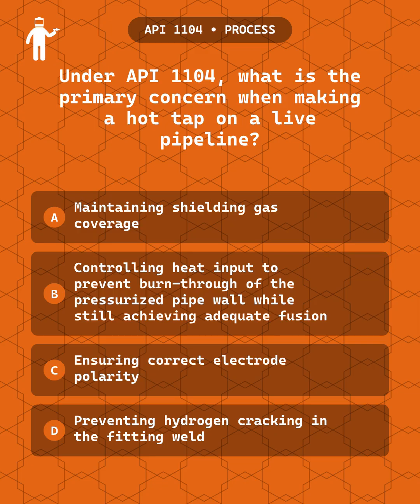Question 1. Under API 1104, what's the primary concern when making a hot tap on a live pipeline? Is it A, maintaining shielding gas coverage, B, controlling heat input to prevent burn-through of the pressurized pipe wall while still achieving adequate fusion, C, ensuring correct electrode polarity, or D, preventing hydrogen cracking in the fitting weld?